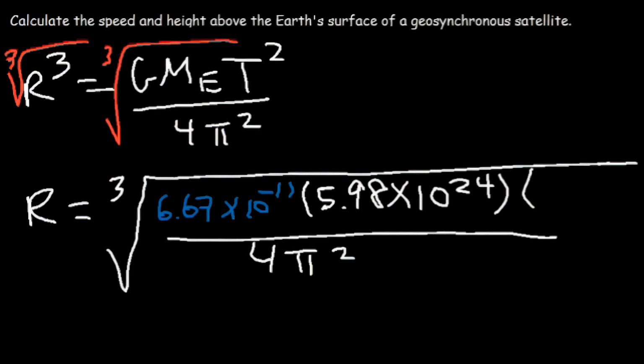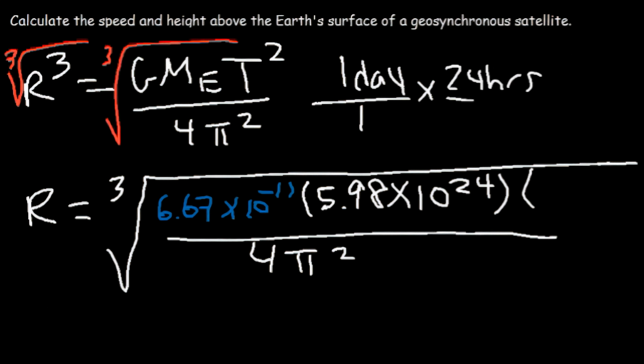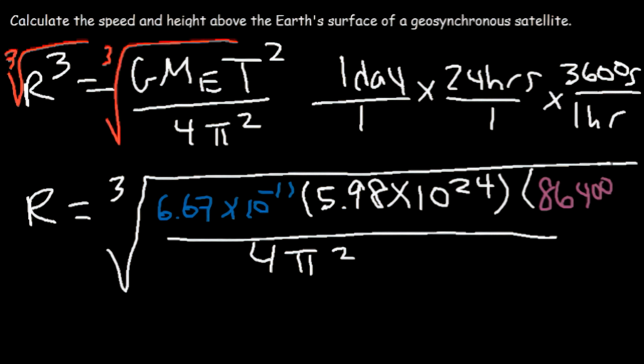So what is the period in seconds? So we know the period of the satellite is 1 day, and there's 24 hours in a day, and there's 3,600 seconds in an hour, because it's going to be 60 minutes per hour, 60 seconds per minute. 60 times 60 is 3,600. So 24 times 3,600 gives us a period of 86,400 seconds. And let's not forget to square the period. So let's plug everything in.